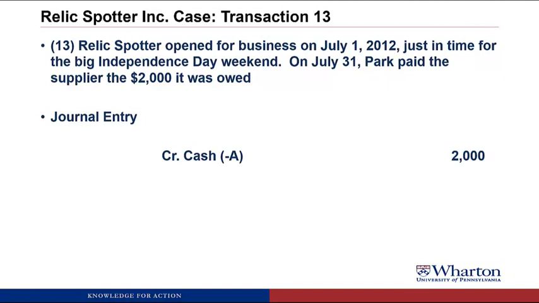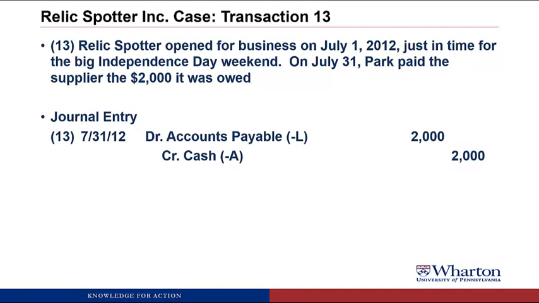The debit here is that we're paying what we owe the supplier. What we owe the supplier is an accounts payable, which is a liability. So if we're paying the supplier, the liability is going to go down, and we make liabilities go down through a debit. So we debit accounts payable for $2,000, which reduces the obligation by $2,000.